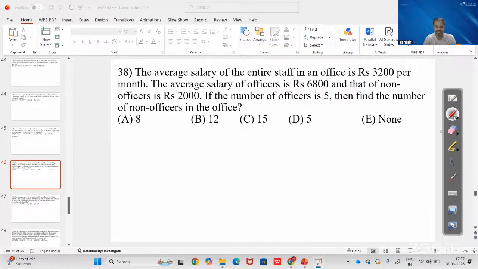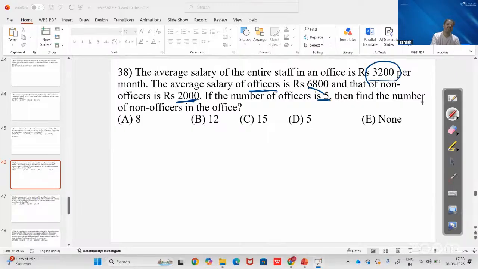Alligation mixture. Because here, looking at the question, the average salary of the entire staff is 3,200 per month. The average salary of officers is 6,800 and that of non-officers is 2,000. If the number of officers is 5, then find the number of non-officers. Sum equals average into number, so officers: 68 into 5 plus x times 2000 is equal to (x plus 5) into 3,200. All this has to be written.